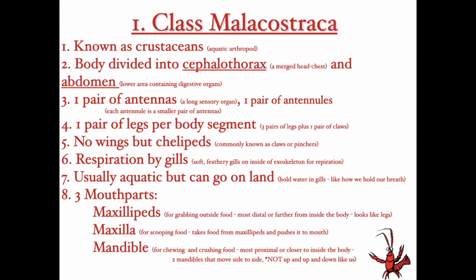The crayfish actually has two mandibles that open and close horizontally, side to side, and they crush the food. So our mandible moves up and down. We only have one, and that crushes the food. But the crayfish, the crustacean, has two that will move side to side.